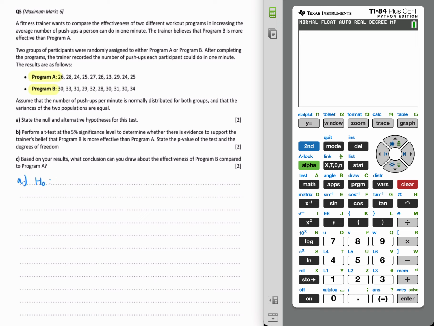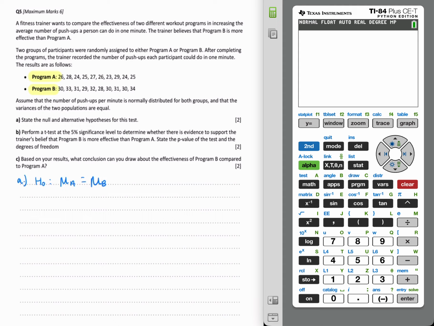So for the null hypothesis, we want the mean push-ups. Is it push-ups that they're doing here? Yeah. So the mean push-ups from program A is equal to the mean push-ups from program B.